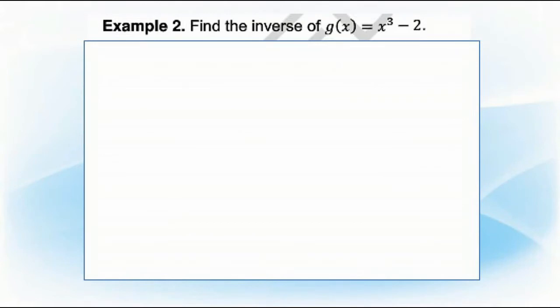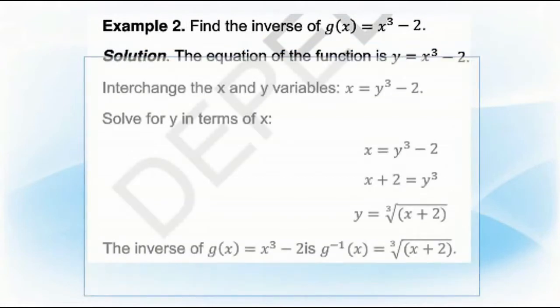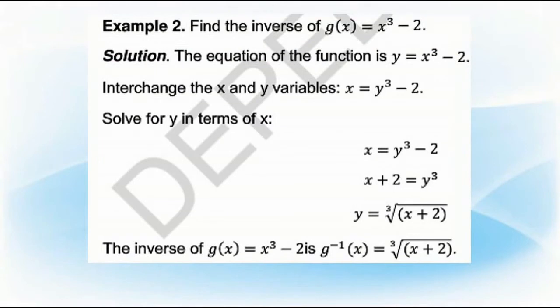Next, let's find the inverse of g of x is equal to x cubed minus 2. Solution. The equation of the function is y is equal to x cubed minus 2. So let's interchange the x and y variables. So x is equal to y cubed minus 2. Then let's solve for y in terms of x. So x is equal to y cubed minus 2.